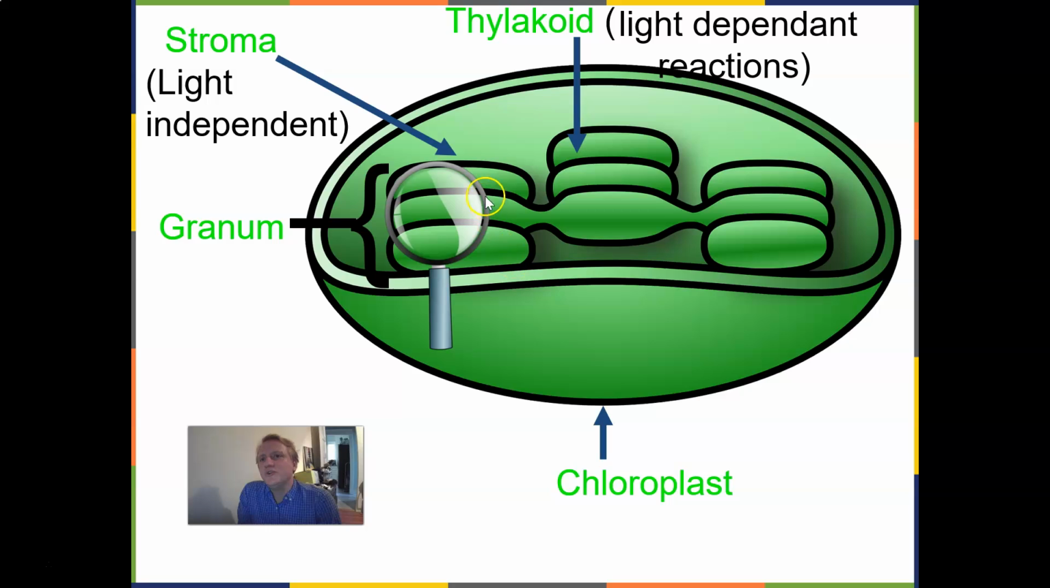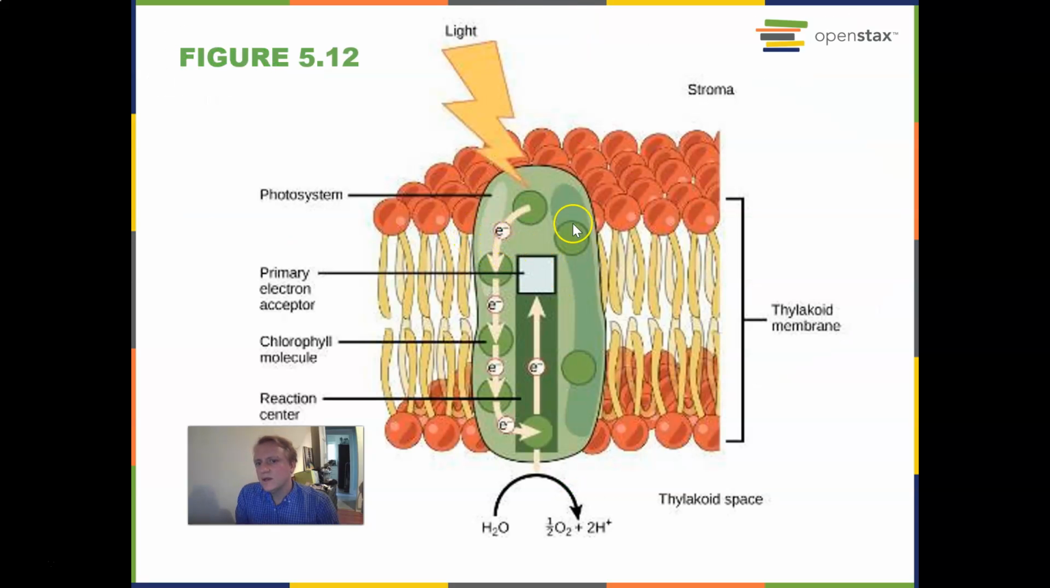So let's go ahead and zoom in on one of our thylakoids and see what this thing looks like while it's undergoing the light-dependent reactions. All right, so let's orient ourselves here. Here is our thylakoid membrane. Here is what is referred to as a photosystem. A photosystem is a combination of pigments and protein.